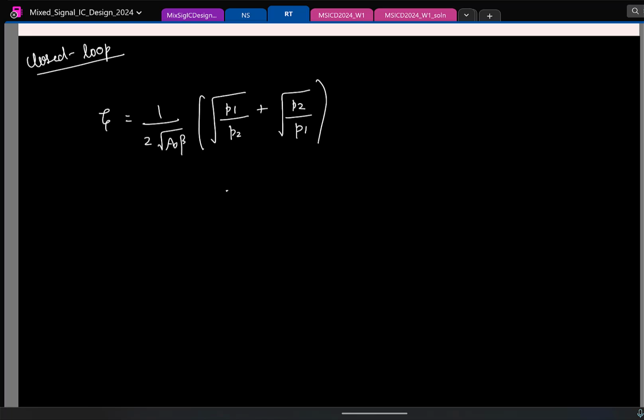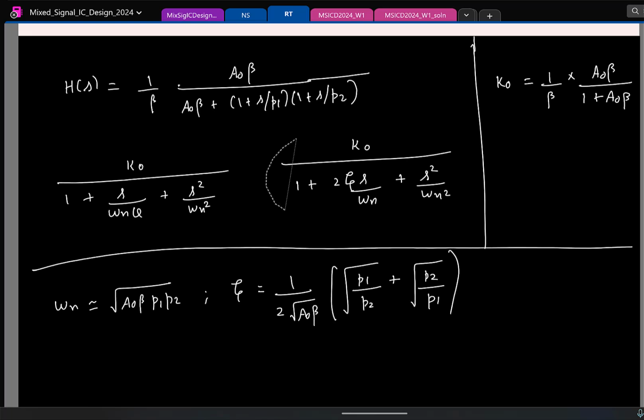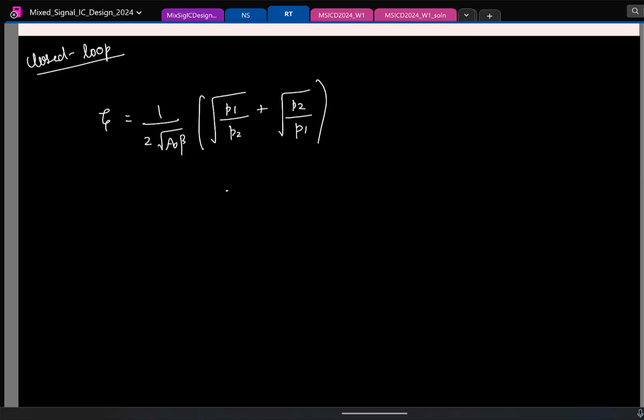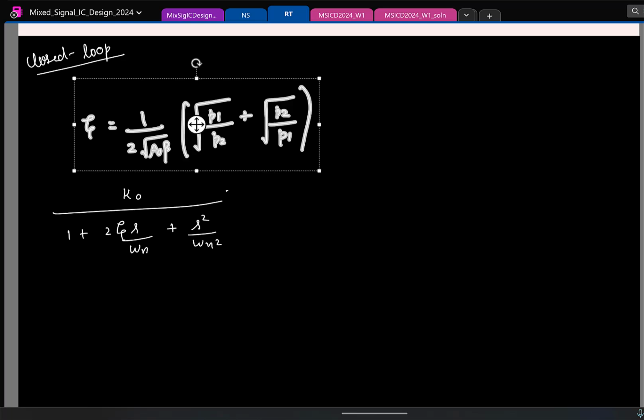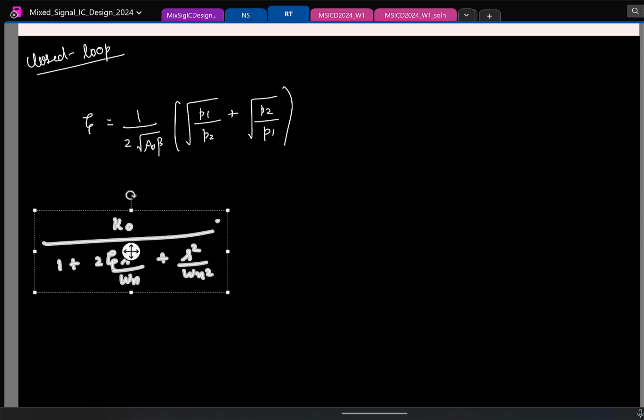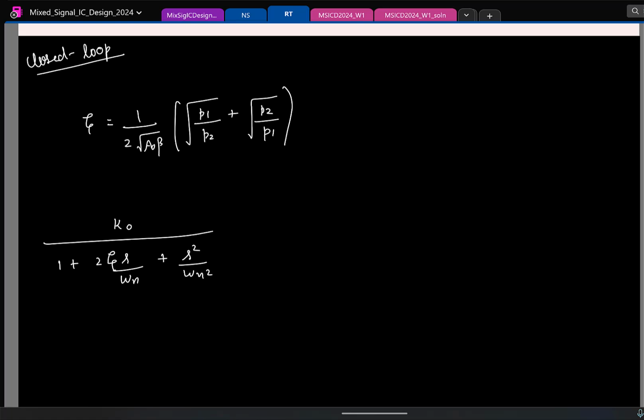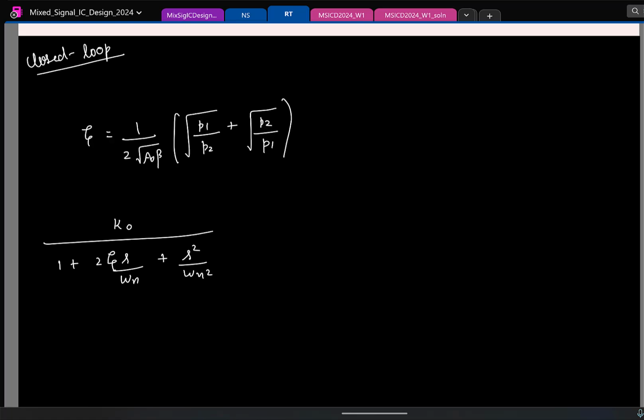So again, just to remind you, we are looking at the closed loop system. And I find that the damping factor is this. Let me also write the transfer function we are looking at. This is the closed loop transfer function. Cool. So now tell me, what are the possible cases I can have for the damping factor? Fine. So what are the three cases I can have for this damping factor?